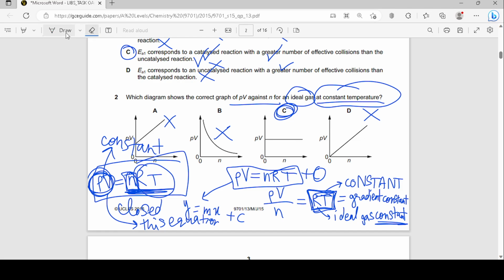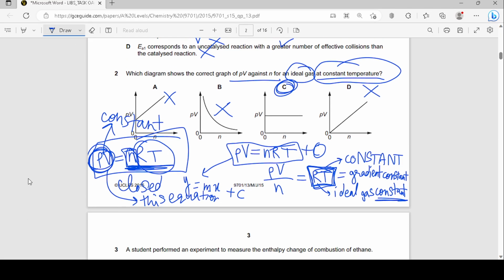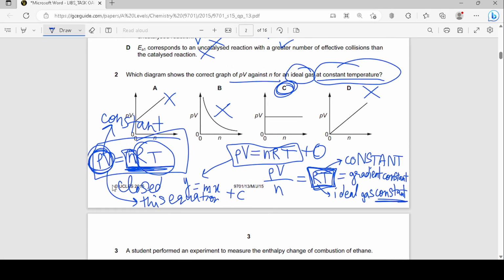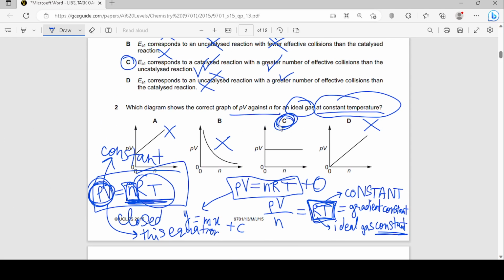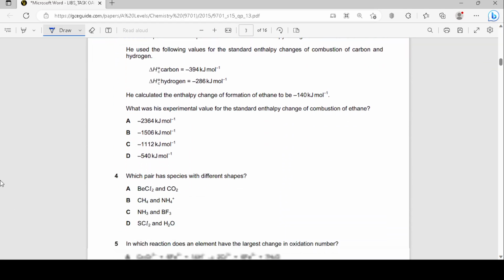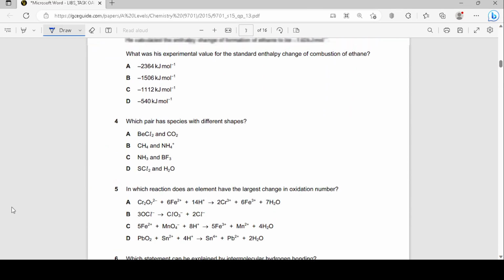I hope that makes sense. Really, you can just remember the shape of the graph. It's not that big of a deal. I just gave a detailed explanation. But basically, the answer is C. Hope that makes sense.